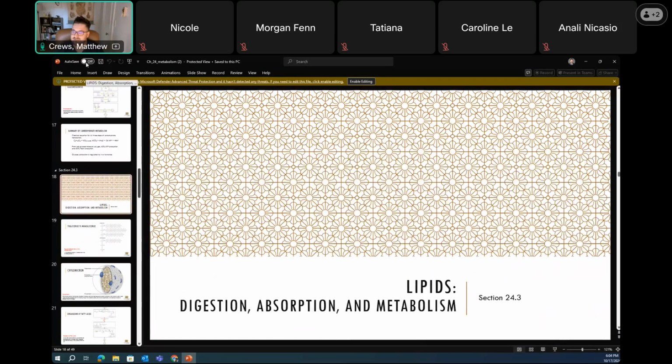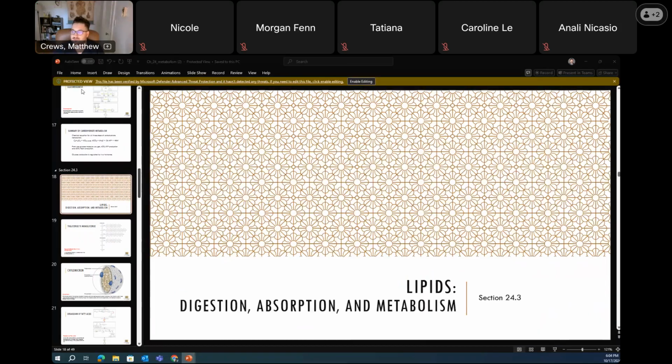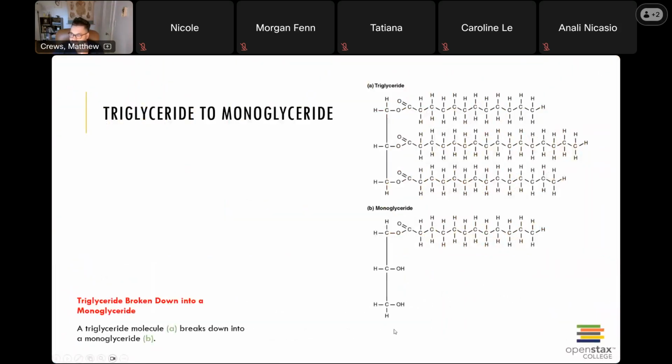All right, lipids. Let's go. Lipids get broken down into triglycerides. Triglycerides are 3 fatty acids linked to a glycerol molecule. If this is the glycerol right here, these are the 3 fatty acid chains that are linked to it. For the purpose of this class, these can be anything.